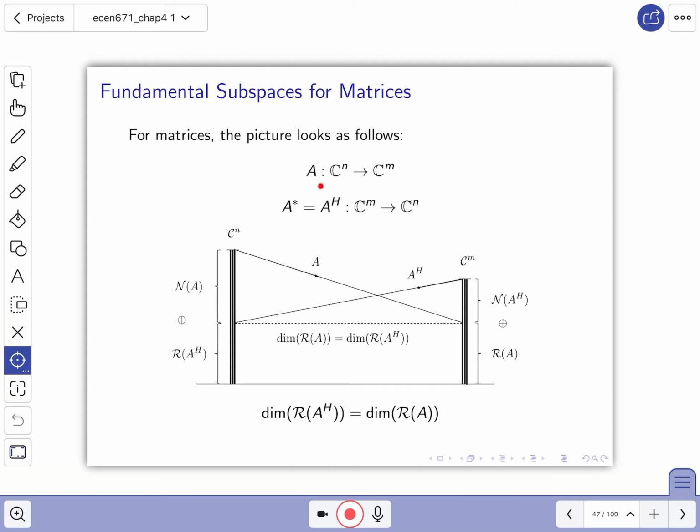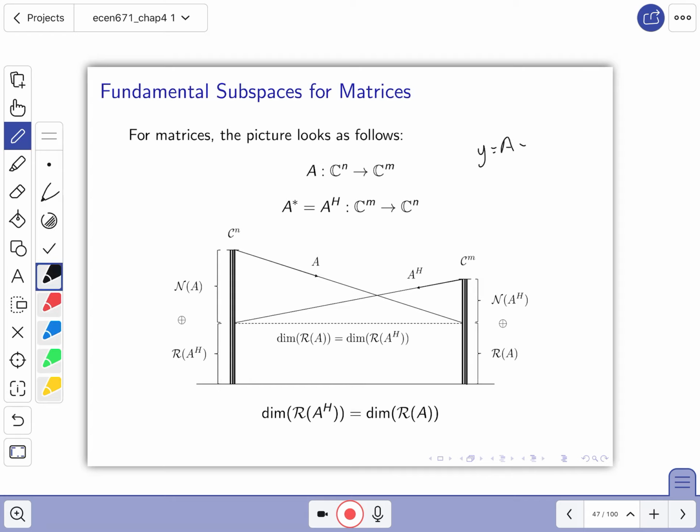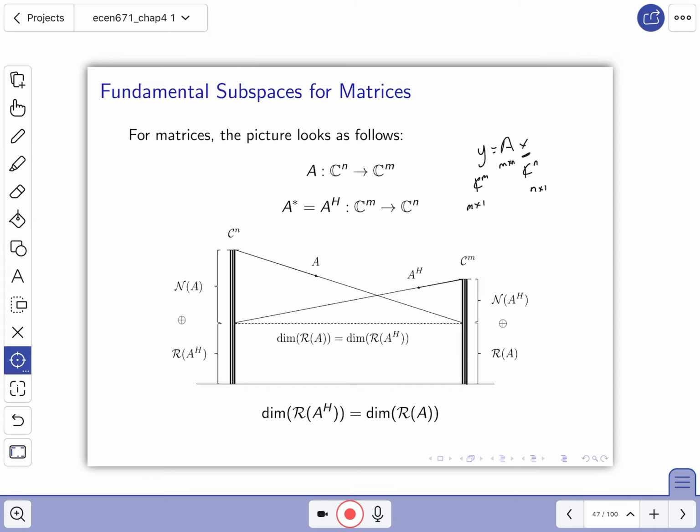So if we have a matrix A that takes complex n space to complex m space, in other words, if we were to write y equals Ax, this guy is in C^n, and it maps over to something in C^m, and A is an m by n matrix. Of course, x would be an n by 1 matrix, so the dimensions are compatible, and that produces an m by 1 matrix.